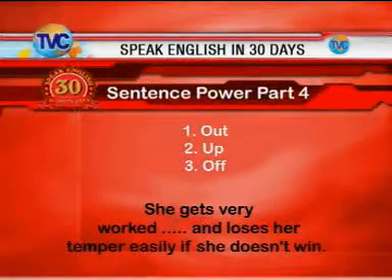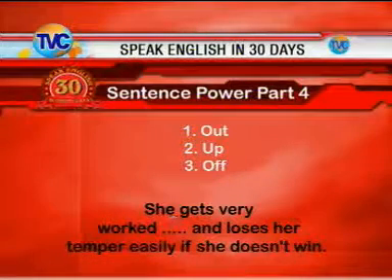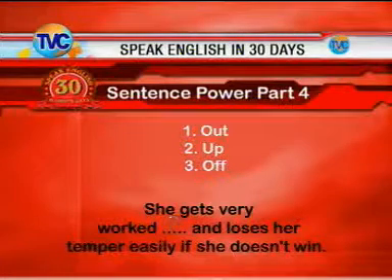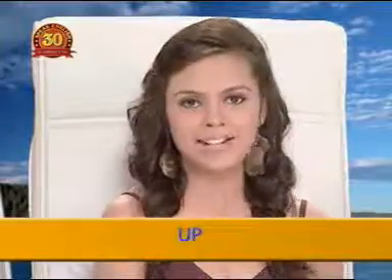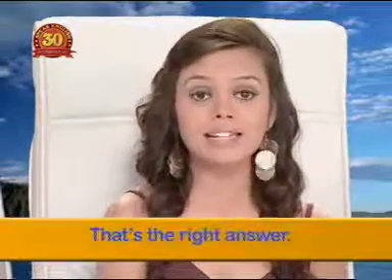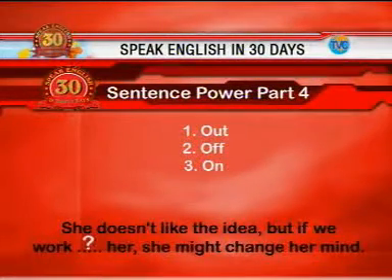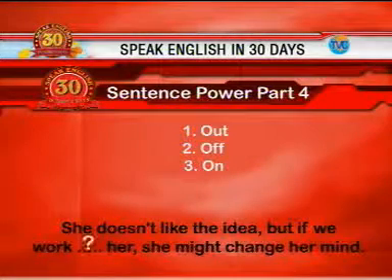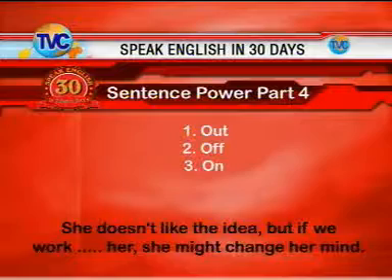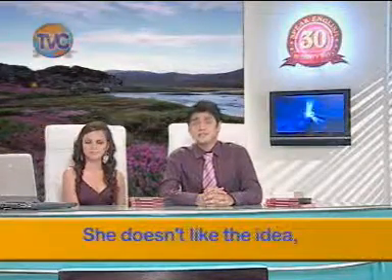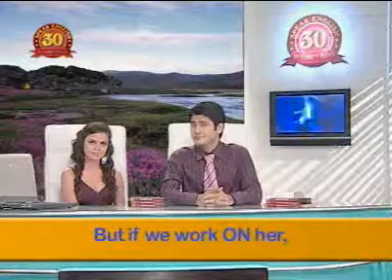Choose your answer. She gets very worked and loses her temper easily if she doesn't win. Out, up, off. Up. She gets very worked up. That's the right answer. She doesn't like the idea, but if we work her, she might change her mind. Out, off, on. The correct answer is on. She doesn't like the idea, but if we work on her, she might change her mind.